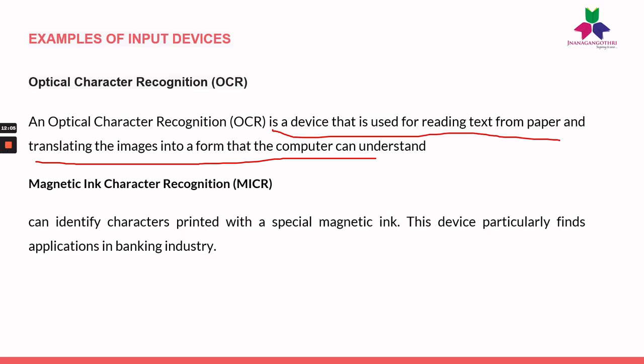So the next one is magnetic ink character recognition, also known as MICR. What is MICR? MICR can identify characters printed with a special magnetic ink.